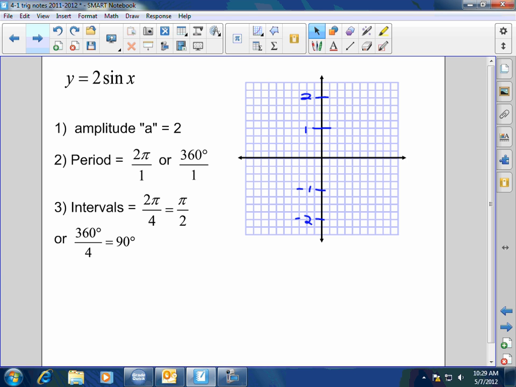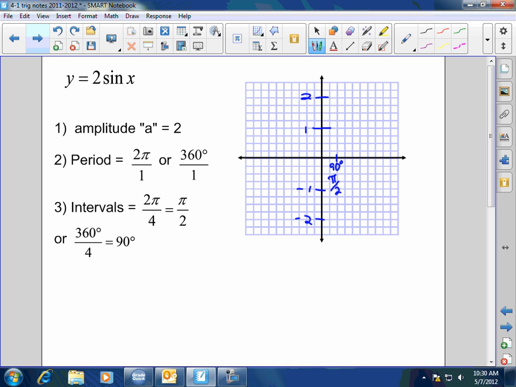Intervals. Your intervals are going to be the 2 pi, the period, divided by 4, or 360 divided by 4. So your intervals are going to be 90. Okay? So now, let's set up our intervals before we graph it. I'm going to say that every 2 units on my graph here is 90 degrees. You can make it however you want. I don't care, as long as they are consistent. Don't tell me 2 units are 90, but then 4 more units is another 90. Stay consistent. So, 2 units, we got 90 or pi over 2.